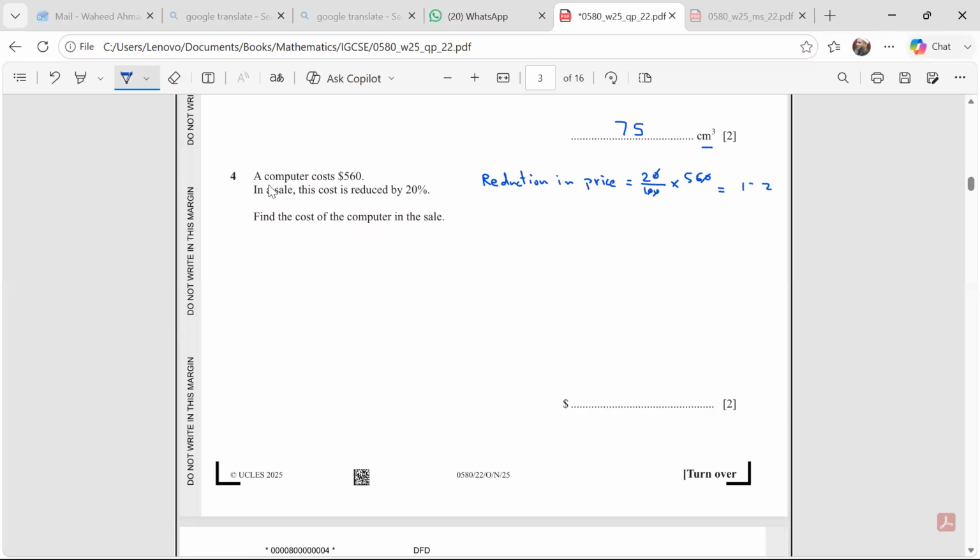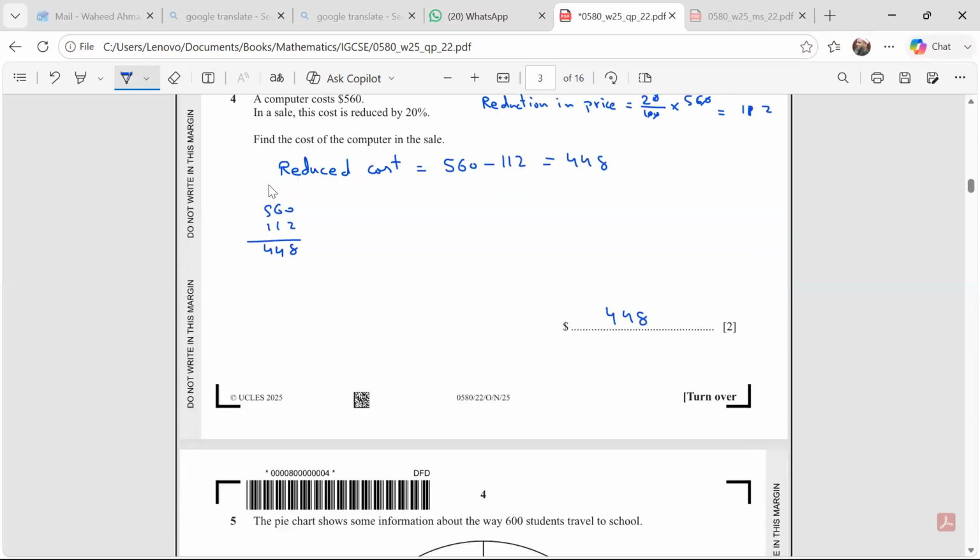Yeah, 112. Okay, so what is the reduced cost? Originally it was 560, so the 20% reduction is 112. So 560 minus 112, 448. So the new price is going to be $448. Clear? I hope there should be no confusion here.